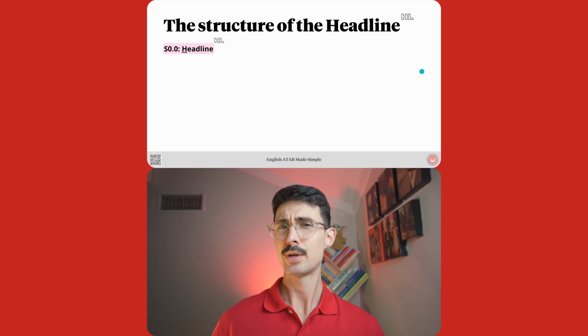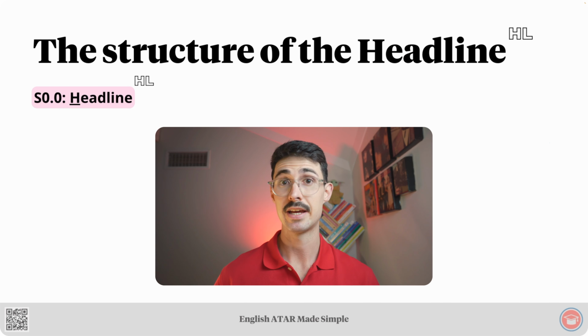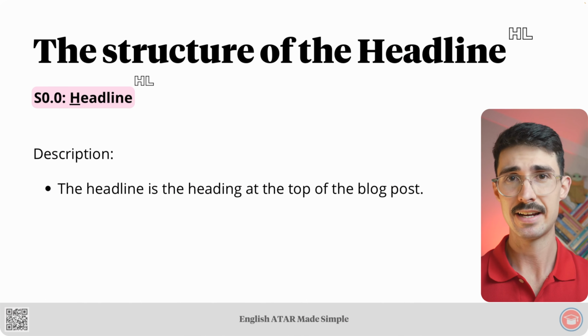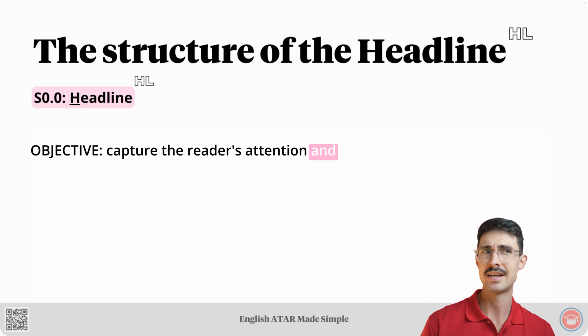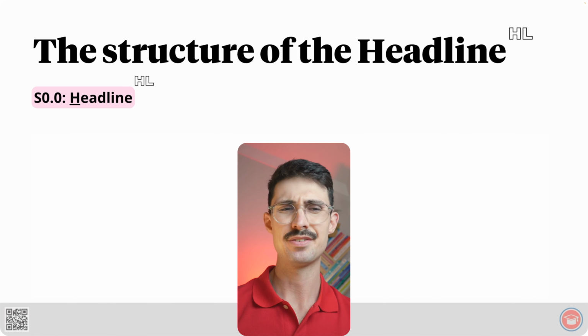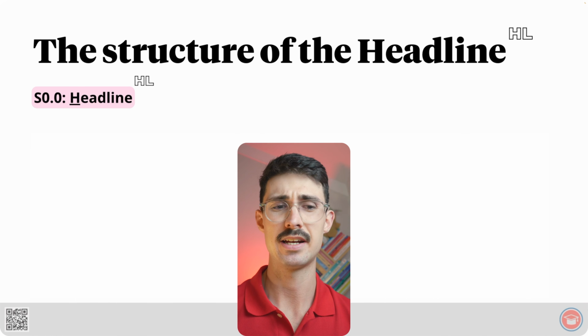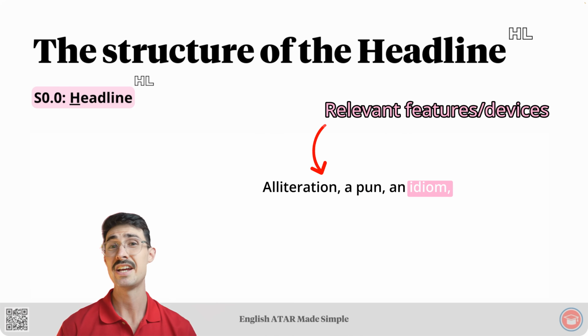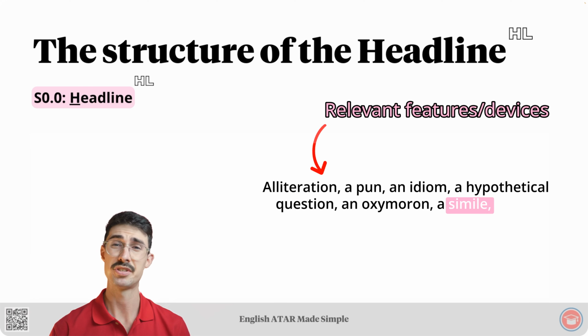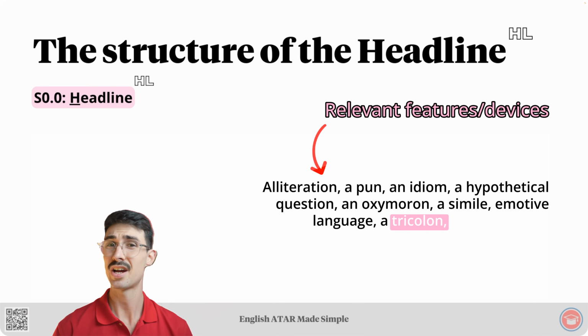Let's quickly discuss each element, starting with the headline. Quite simply, the headline is the heading at the top of the blog post. Its objective is to capture the reader's attention and make them curious. Potential features or devices that can be used to create a compelling headline are as follows: alliteration, a pun, an idiom, a hypothetical question, an oxymoron, emotive language, a tricolon, direct address.